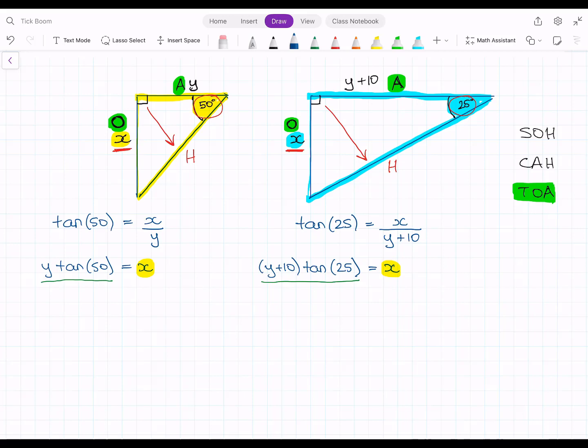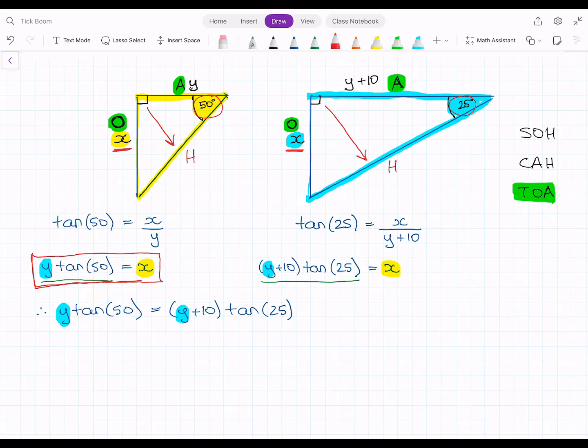So we can conclude, therefore, that y times the tangent of 50 is equal to (y + 10) times the tangent of 25. Now the reason that will help us is if we can solve for y, and we should be able to do that, then we can substitute that back into either of these equations, and actually if I look at them, this one's probably the simpler of the two, so we'll probably end up subbing back into this one.